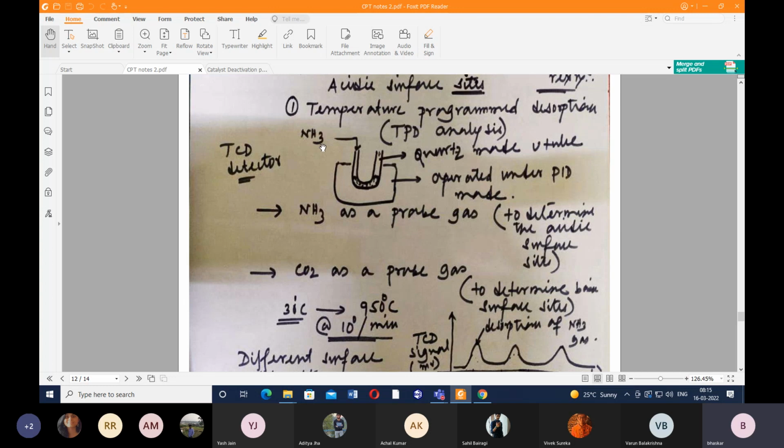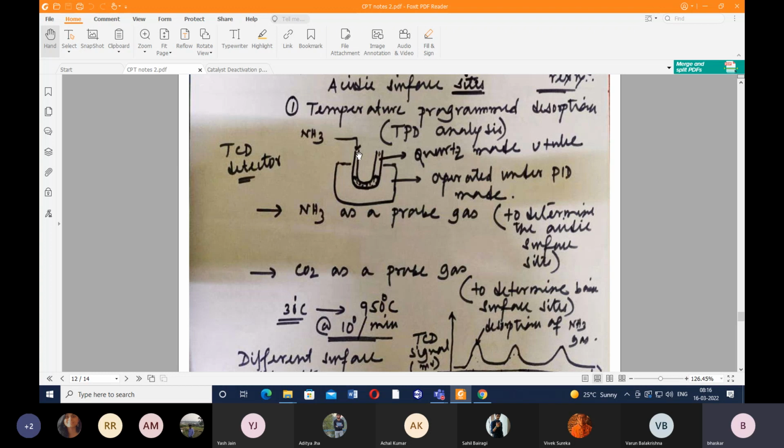So instead of ammonia, first of all, we will take a U tube made of quartz. Inside this, I have around 100 milligram of the catalyst material, and we allow carbon dioxide to pass through it. As a result, carbon dioxide will get adsorbed onto the surface of the catalyst. This adsorption operation is conducted at room temperature. Let's assume the room temperature is around 30 degrees Celsius, so we perform this at room temperature.